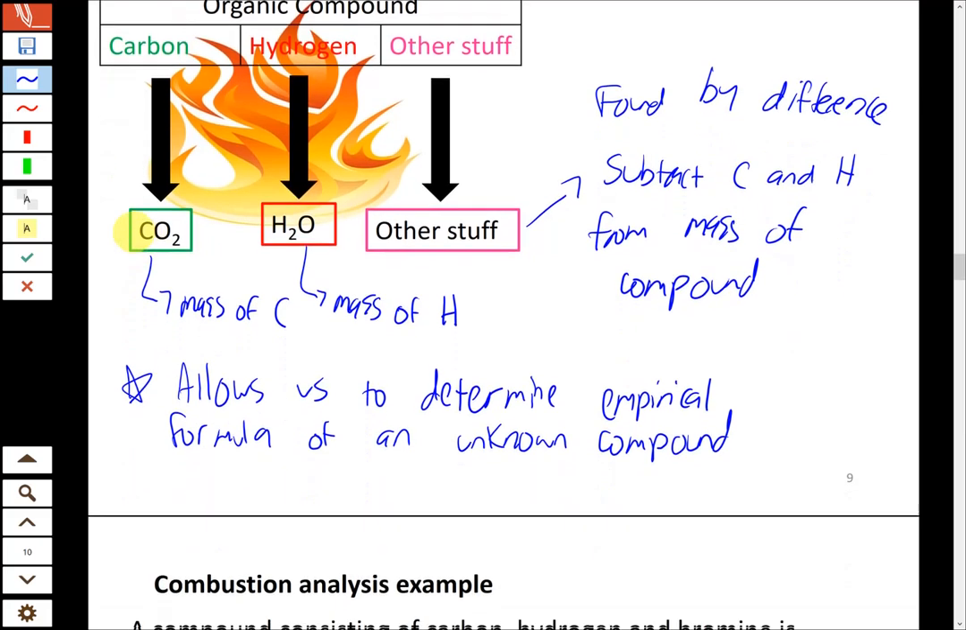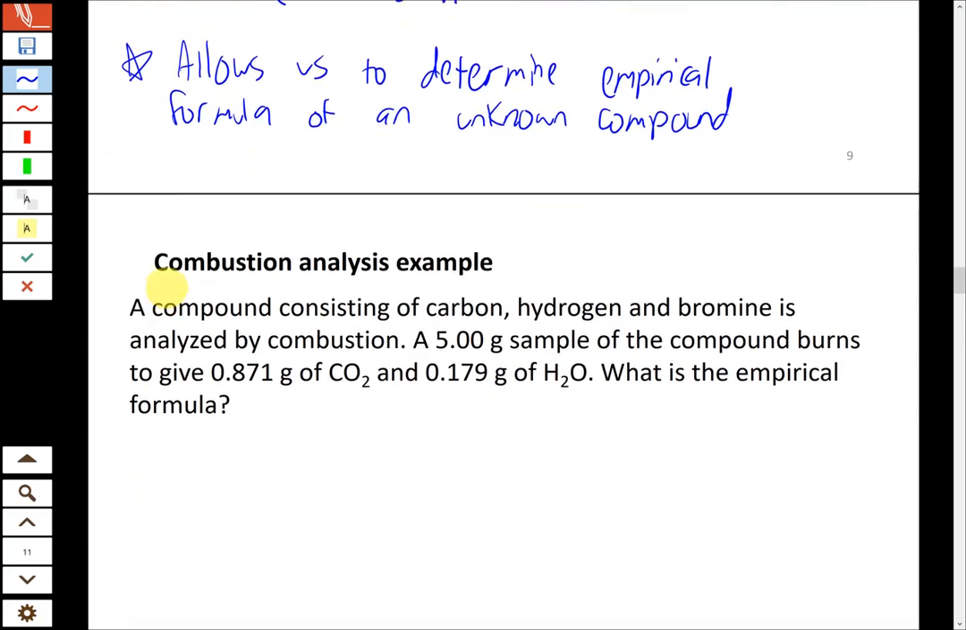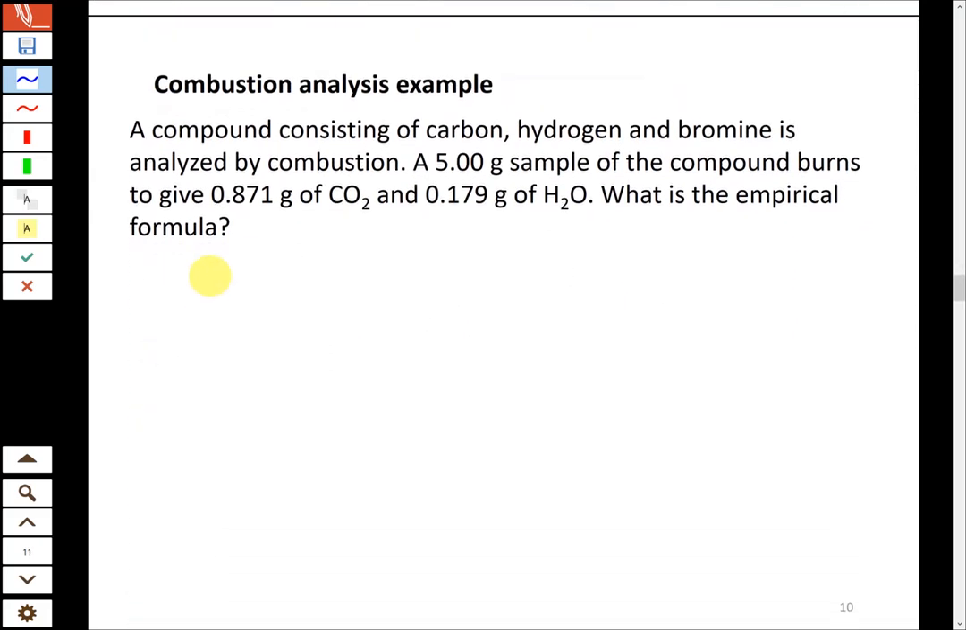All right, so let's talk about how this works then. I don't think your book actually covers this, but there are still homework problems on it, so I want to make sure you know how it goes. The way you do this again is we're going to tell you what elements are in the compound. You at least have to know that to start. So if we have a compound with carbon, hydrogen, and bromine, then we burn it. We take 5 grams of the compound, and when we burn it, we produce 0.871 grams of carbon dioxide and 0.179 grams of water. What is the empirical formula?